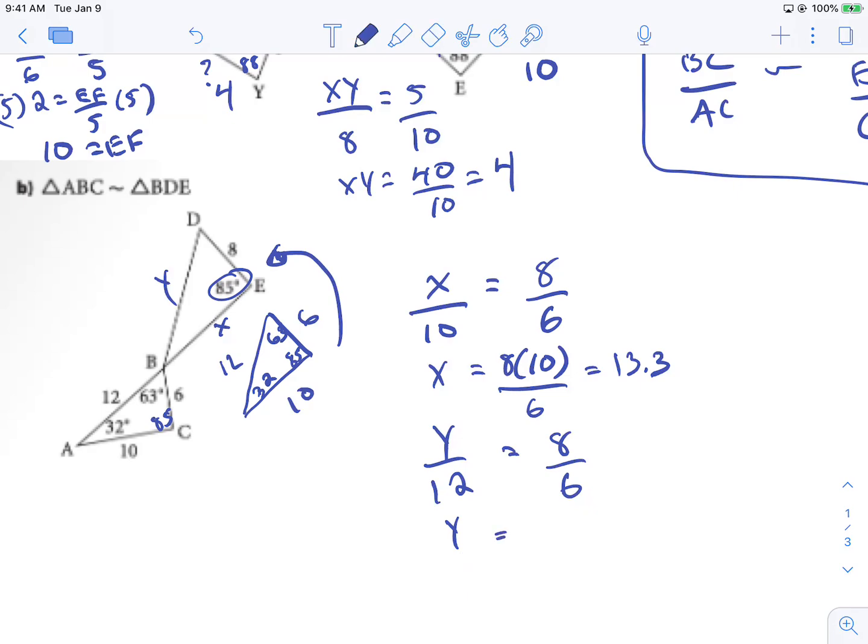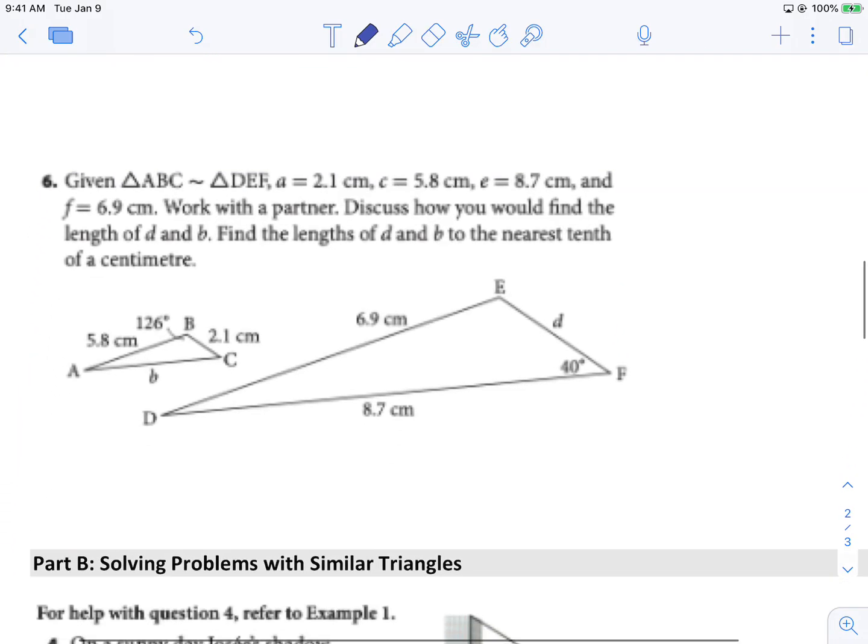Y equals 8 times 12, which is 96 over 6, and that'll come out nice and even for me at 16. So those are our two missing values there. This one was 16, and this over here was 13.3.